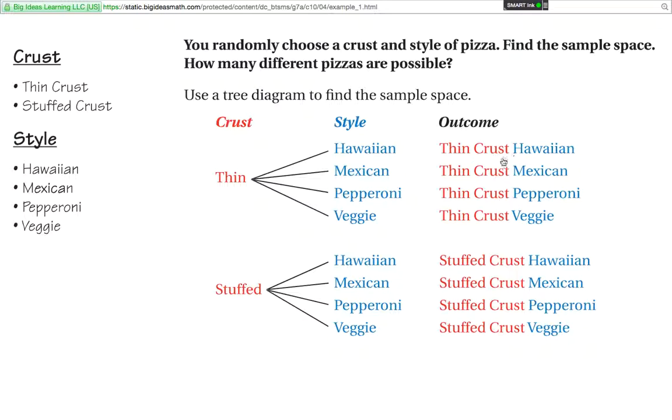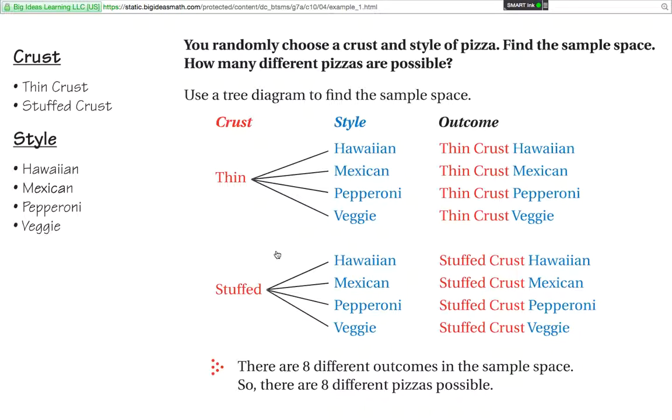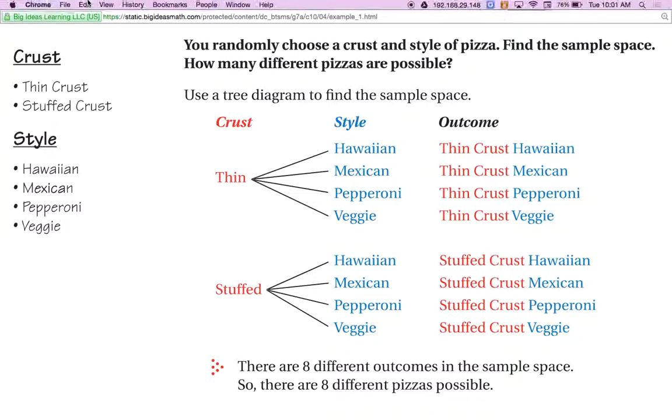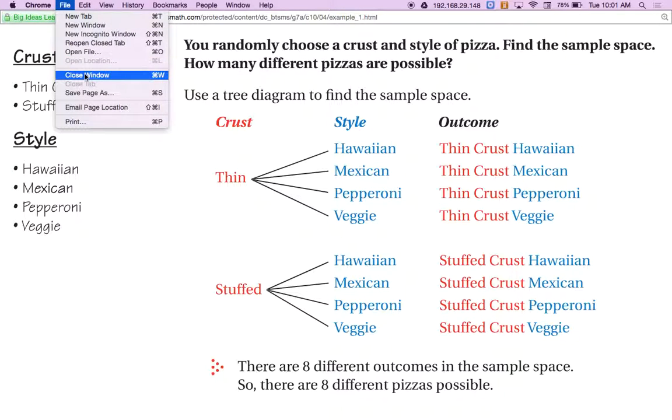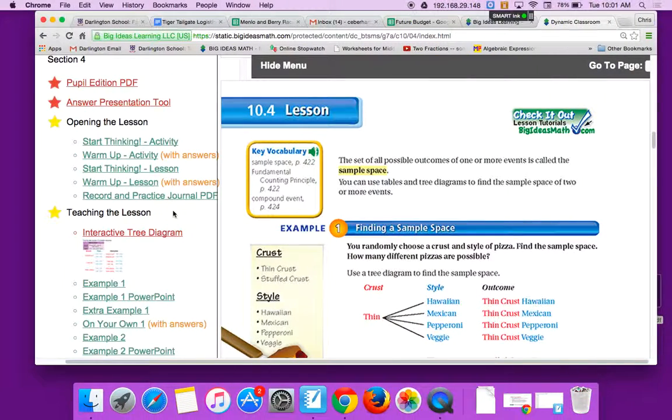So that represents 4 different total outcomes so far. Then we go back into the other crust. So we have stuffed Hawaiian, stuffed Mexican, stuffed pepperoni, and stuffed veggie. That's 4 more, so we have a total of 8. And we did that using a tree diagram. Okay. The next one involves a table.